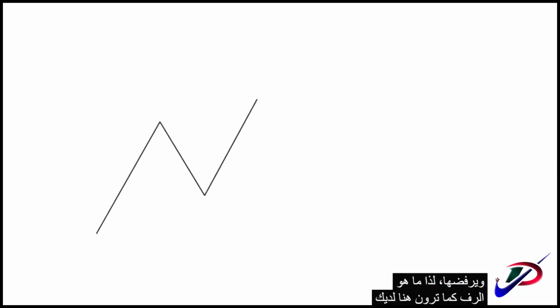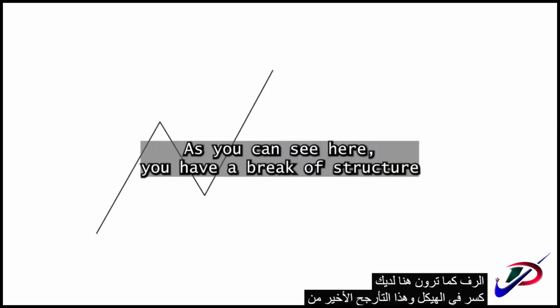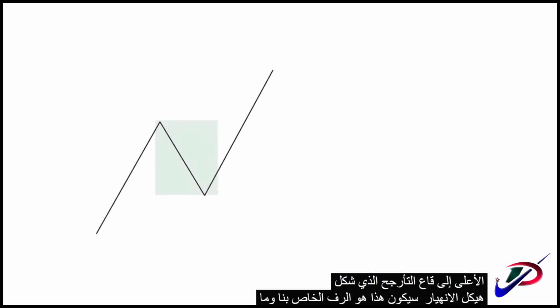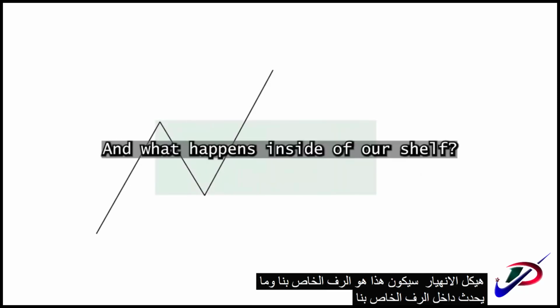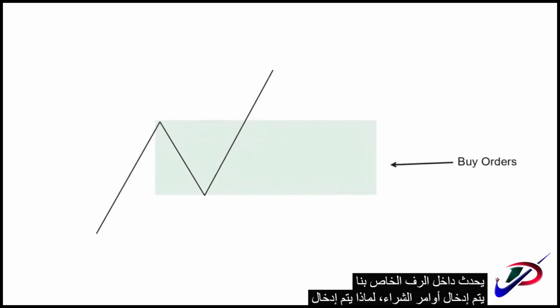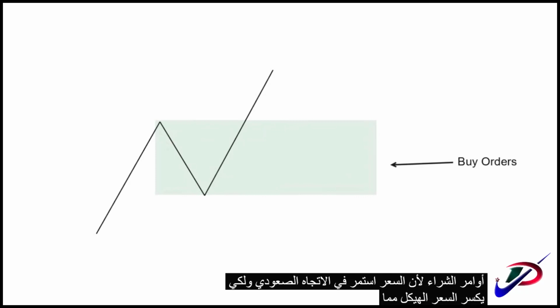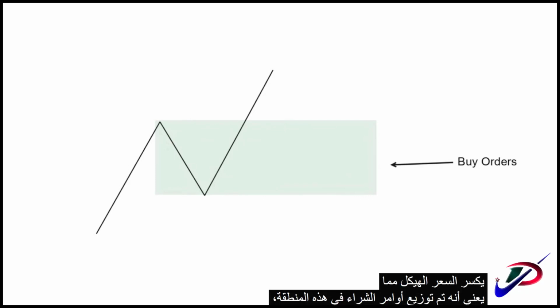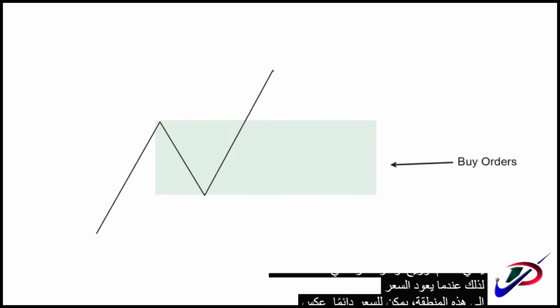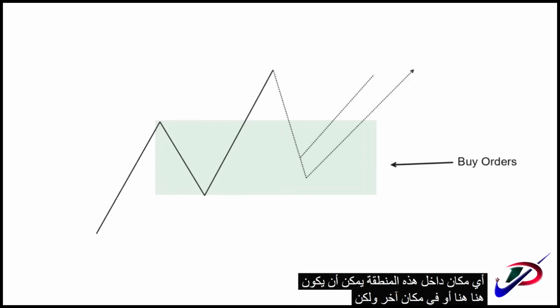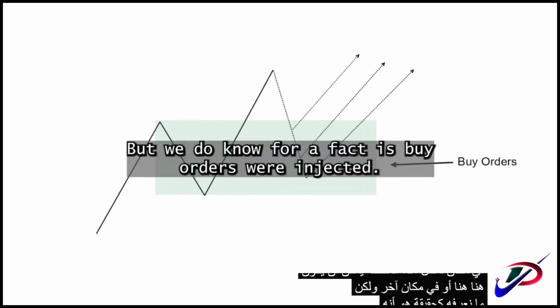So what is a shelf? As you can see here, you have a break of structure. And that last swing high prior to the swing low that formed the break of structure, this would be our shelf. And what happens inside of our shelf? Buy orders are injected. Why buy orders? Because price continued bullish. And for price to break structure, that means in this area, buy orders were distributed. So when price does come back to this area, price can always reverse anywhere inside of this area. It could be here, here, here, or somewhere else. But what we do know for a fact is buy orders were injected.